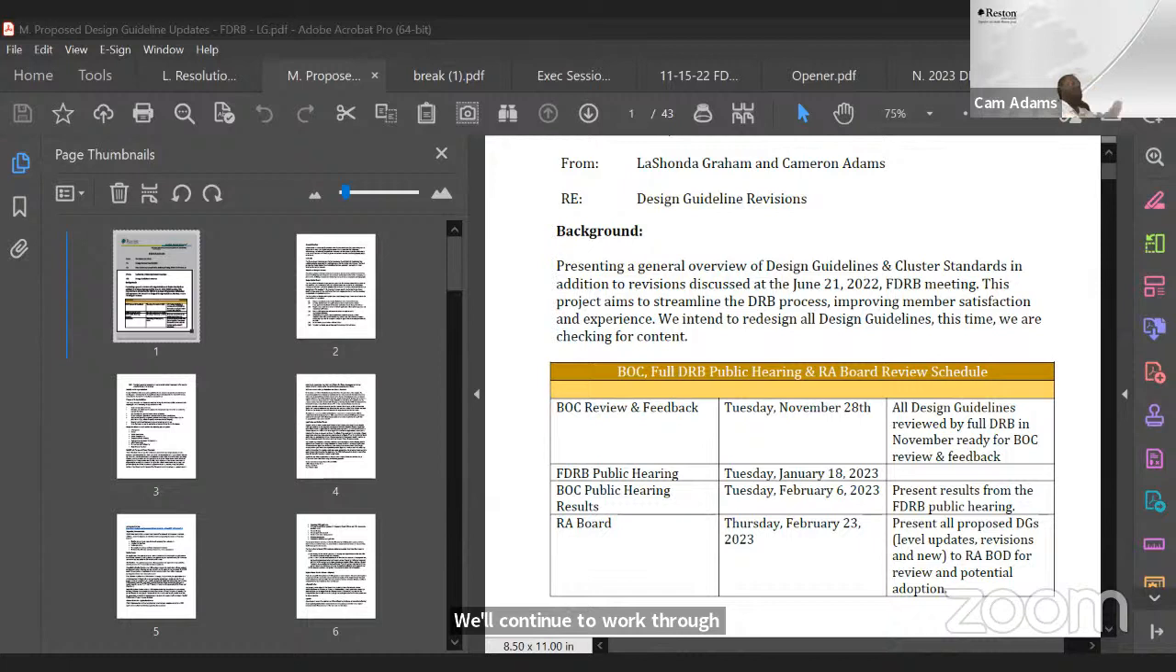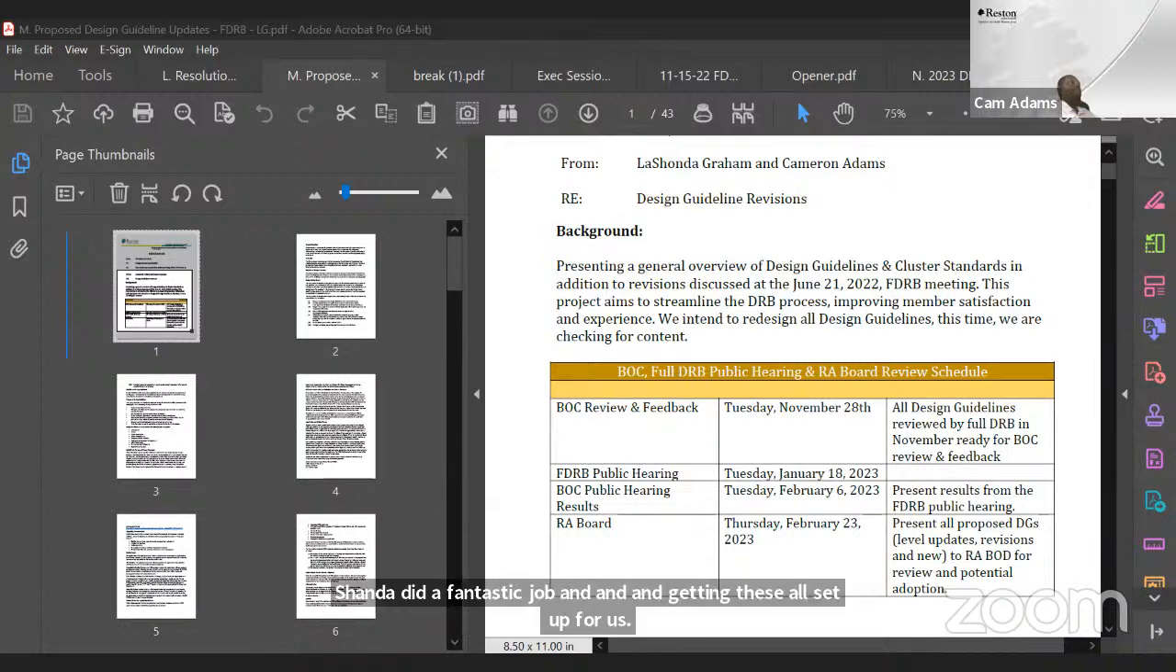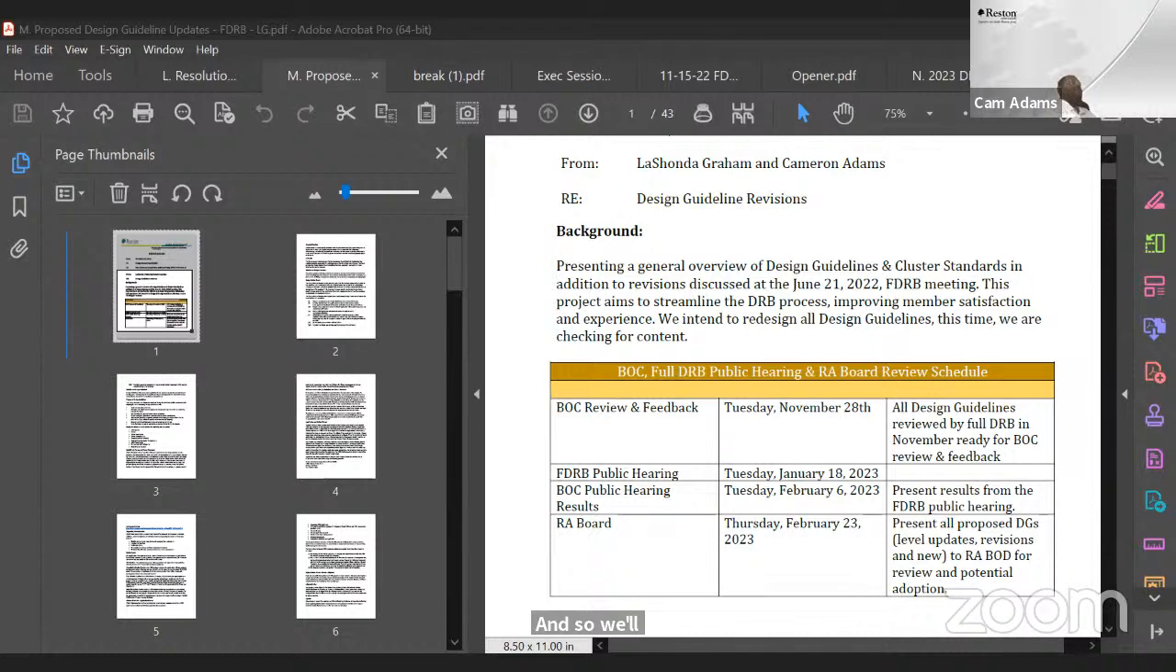LaShonda did a fantastic job in getting these all set up for us. And so we'll be back in January. The schedule that you see now is not the schedule that we'll be following. We were a little hopeful to have this done earlier, but we appreciate the time that you all have given to give us feedback. And if you do have any other feedback, feel free to email it to us. And then anything else that you might want to see as a DRB member or a member in general, you guys are still members, what you would like to see in terms of us addressing or the DRB addressing for a design guideline.